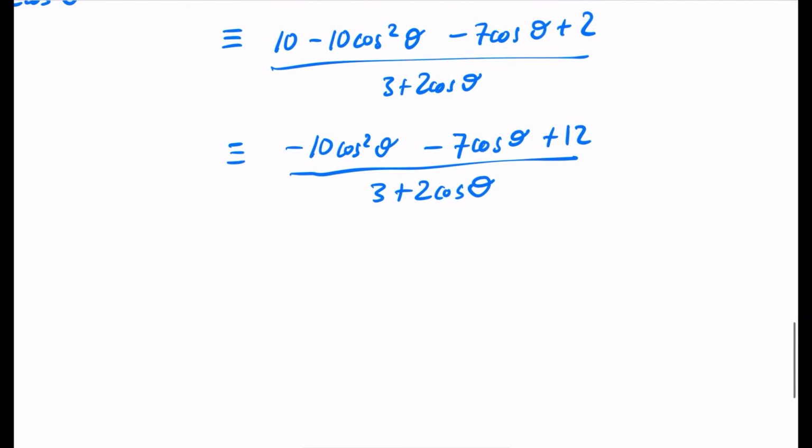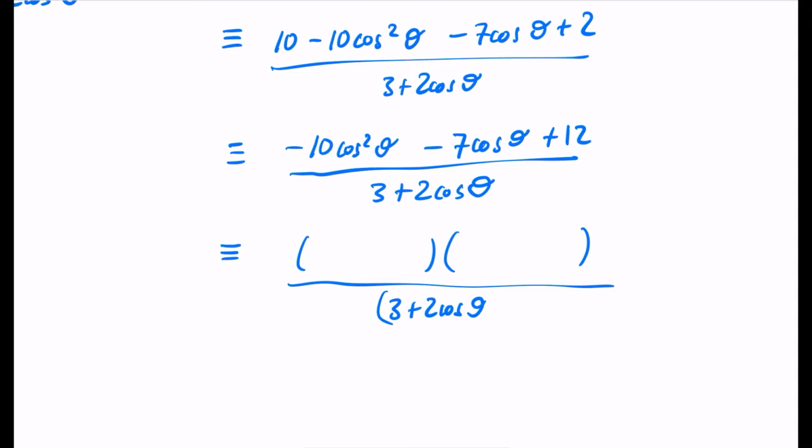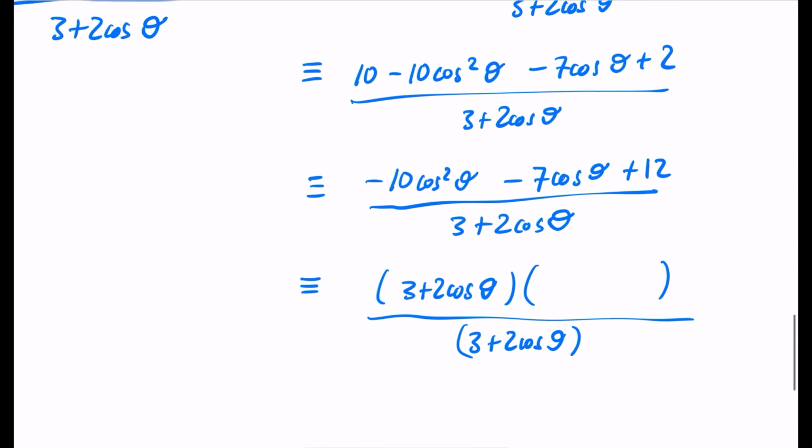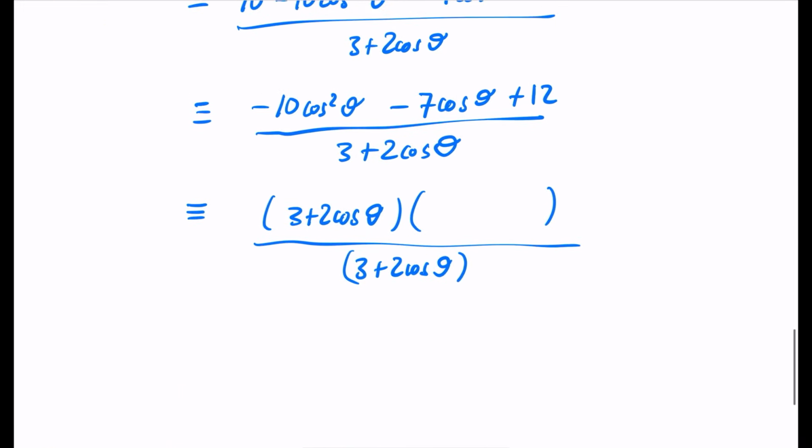Now you might have noticed this is what we call a quadratic in disguise or a pseudo-quadratic. And I'm really expecting that when I factorize this bracket on the top, I really expect it to have one of the brackets as a 3 plus 2 cos theta, because then what would happen is it would cancel out and it would hopefully leave me with the thing that I'm looking for, which is 4 minus 5 cos theta. So it does feel a bit sneaky, but we're going to check and see if it actually works.